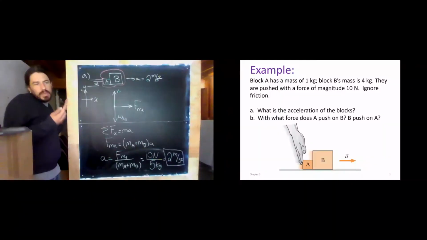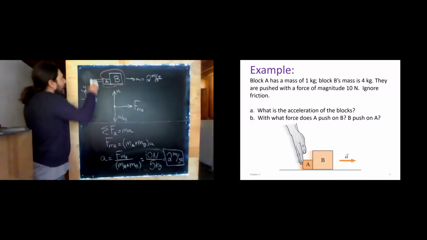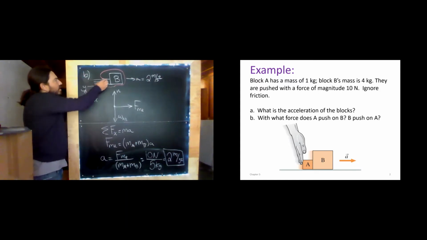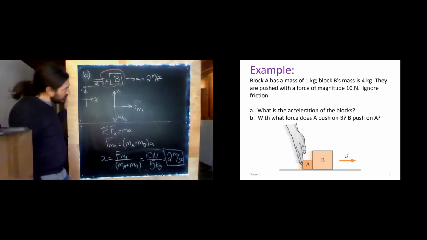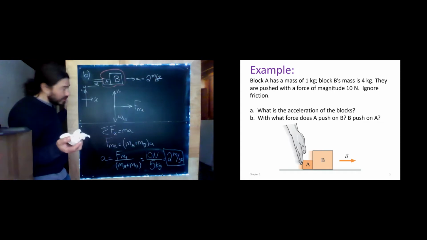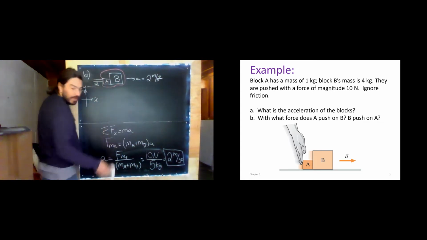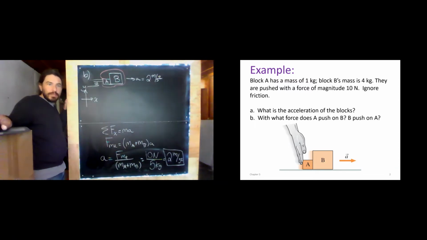I guess part B says, what force does A push on B or B push on A? And now notice that we're asked about forces that are internal to what we call our object of interest. So we can no longer let A and B together be our object of interest, because we can't learn anything about the internal forces of our object of interest. So what we need to do is break it apart. Let me erase my board, and I'll be right back with you.